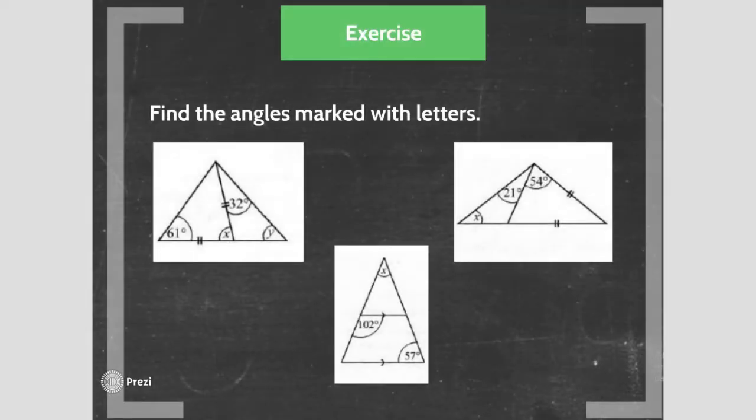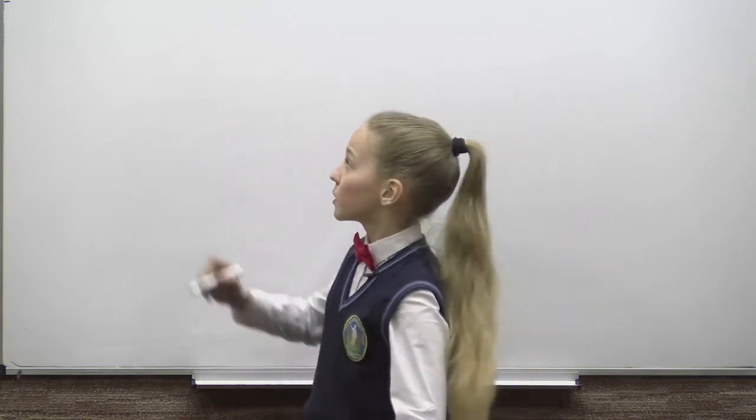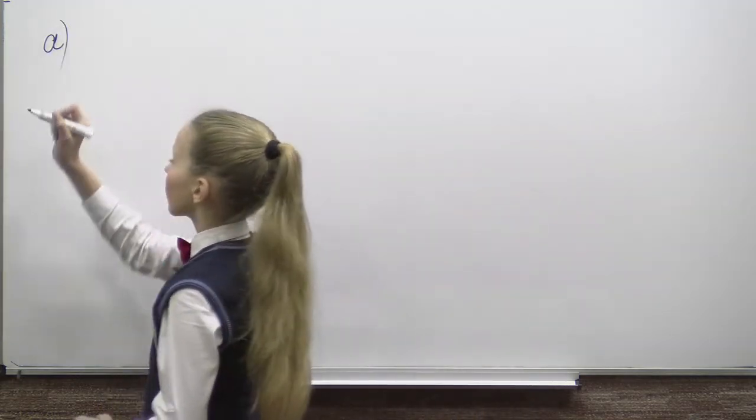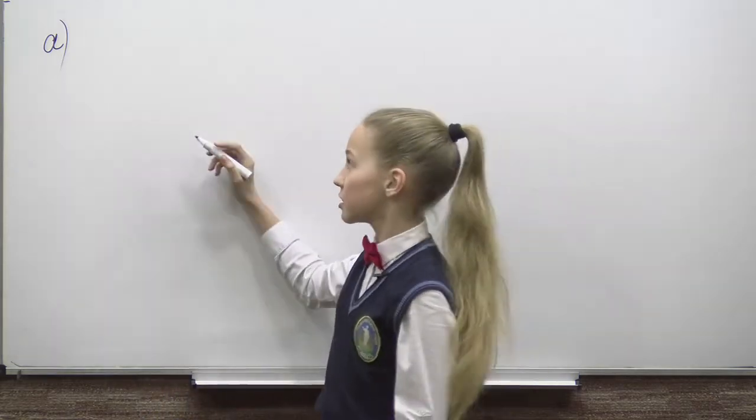We'll start from exercise 1. Find the angles marked with letters. Give reasons for any statements. I will solve this problem. I begin from exercise A. So at first I write the condition.